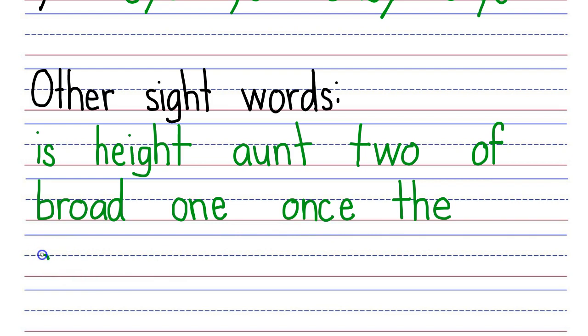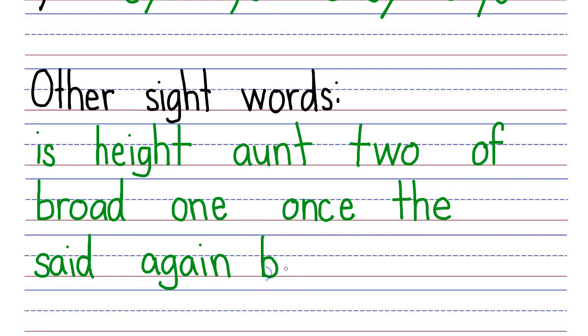Next word, said. S-A-I-D. Usually, AI makes a long A sound, A. And in said, it makes a short E sound, S-E-D. That's unexpected, so it's a sight word. Next word, again. A-G-A-I-N. This one, like said, usually AI says long A sound, A, and this makes a short E sound, E. That's unexpected, therefore this is a sight word. A-G-A-I-N says again.